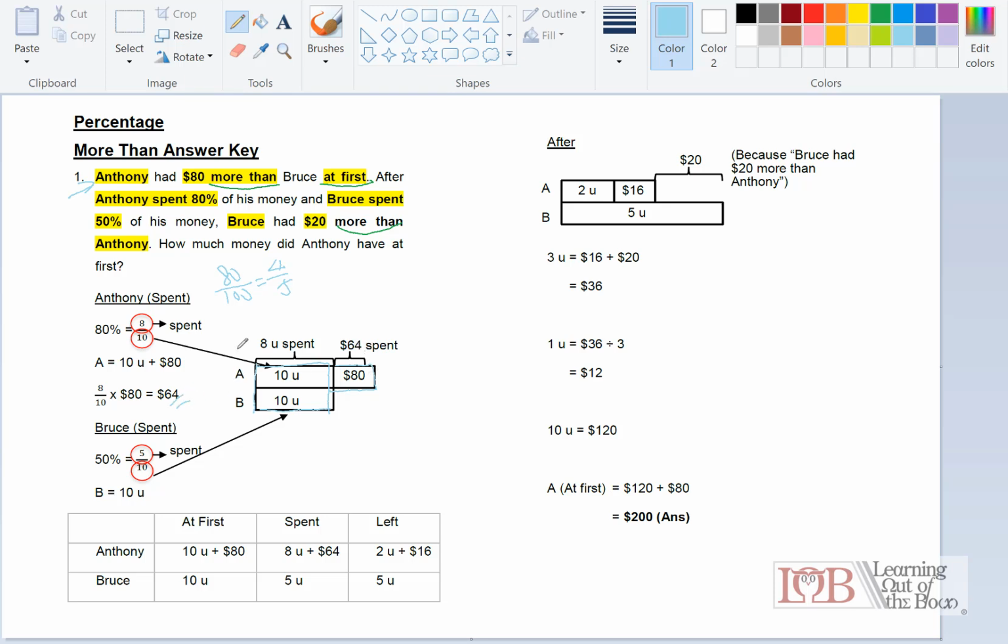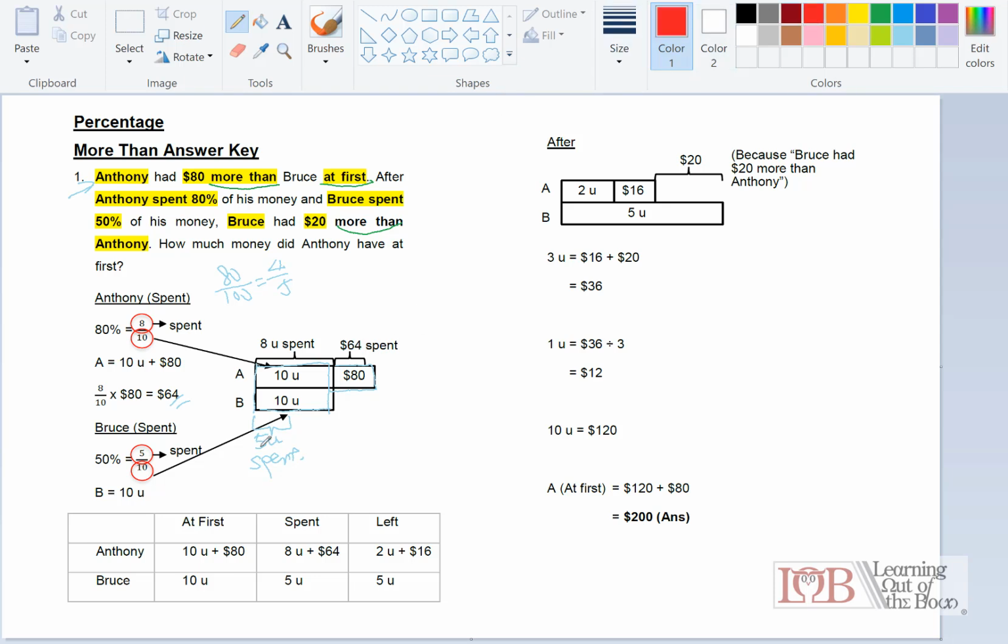Okay, now Bruce spent half of it. So what is half of 10 units? So it will be here. That means it will be like 5 units spent here. Okay, so this is spent.